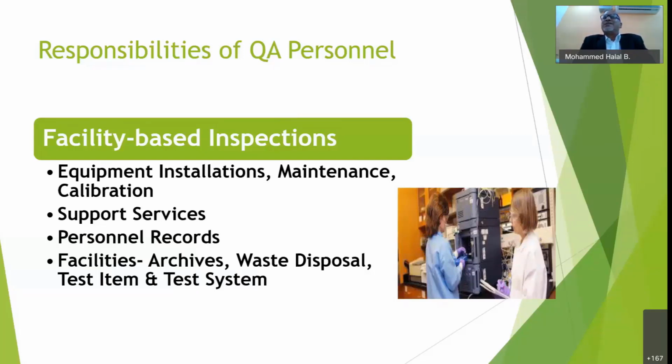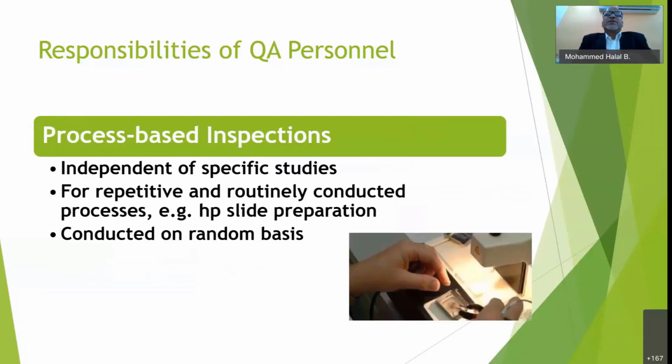And the test system is what we are going to use for the experiment with the animals, laboratory animals. So in GLP, the test system means laboratory animals, cell lines, or any medical devices, anything you can say. So this is facility-based inspection. We already covered study-based inspection and facility. Now, the third one is process-based inspection.